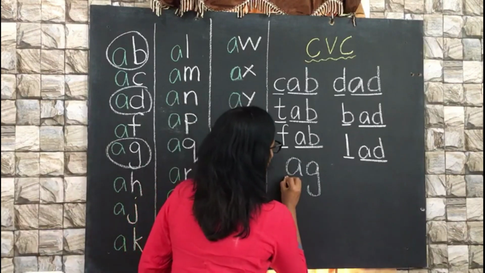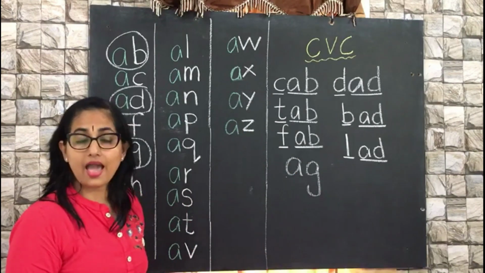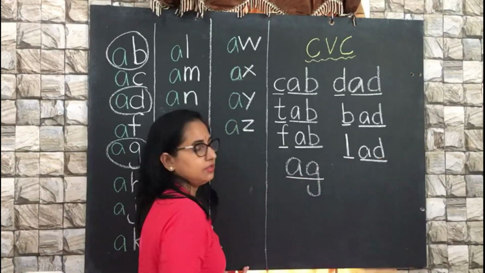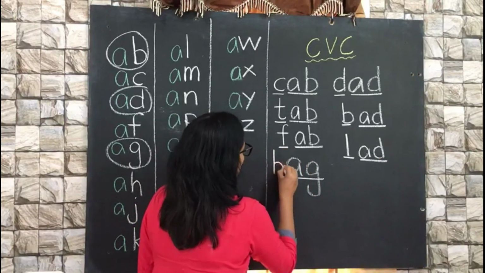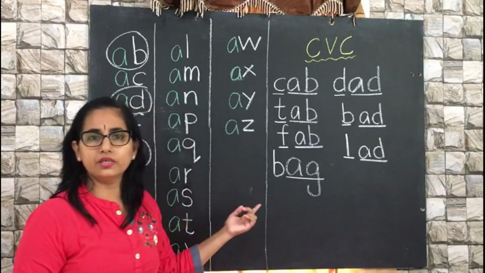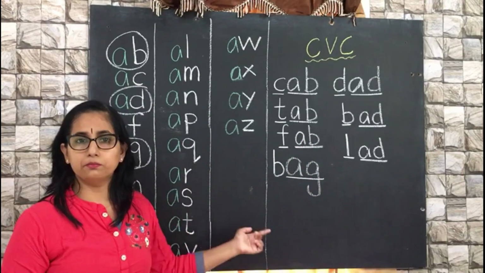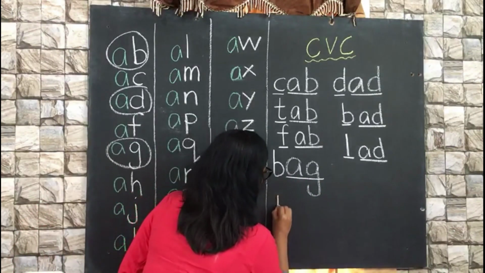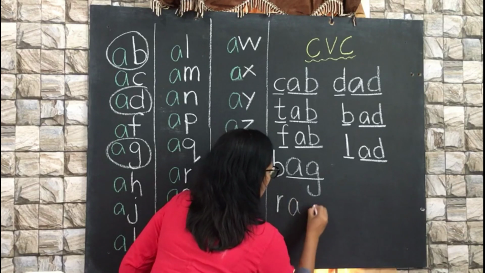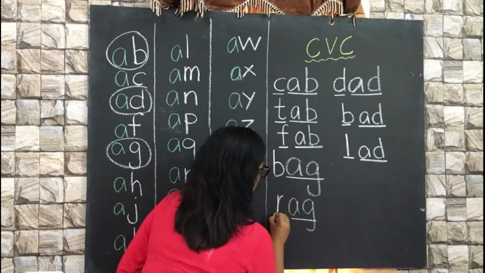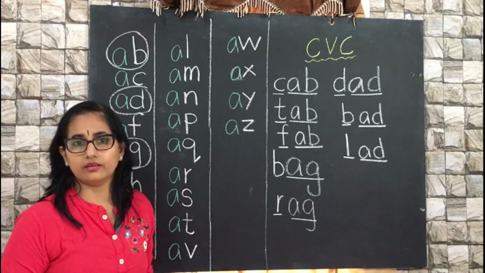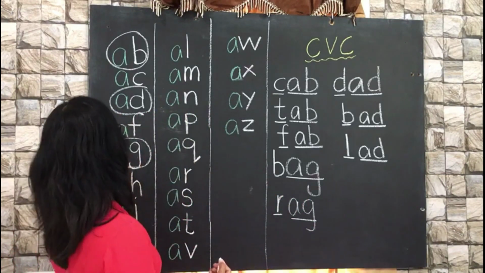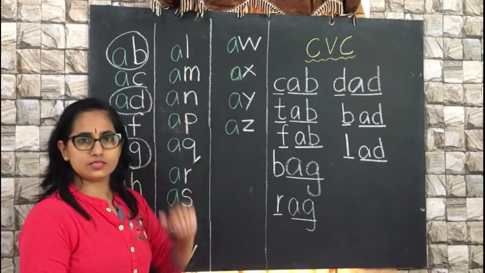The third one is ag words. Ag, join together. Now introduce one consonant right in front of it. B, ag, bag. R and ag together, r separately, r, ag, rag. Clear? Now I'll show you some more blend sounds along with the consonants.